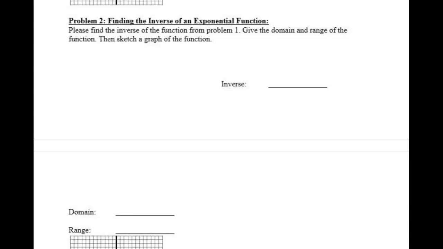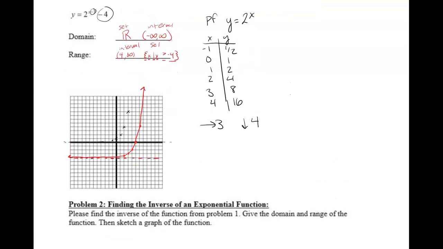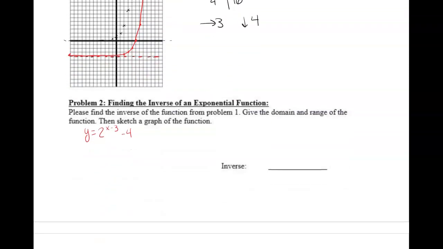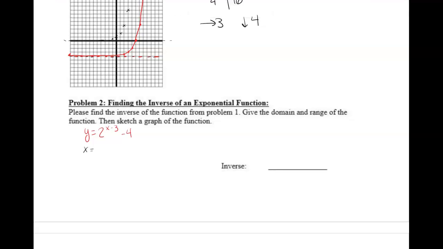So problem 2, we just need to find the inverse of the exponential function. The inverse is just when we switch our x's and our y's. Originally we started off with y equals 2 to the x minus 3, minus 4. Switching my x and my y, I would get x is equal to 2 to the y minus 3, minus 4. And then now I just need to resolve for y.